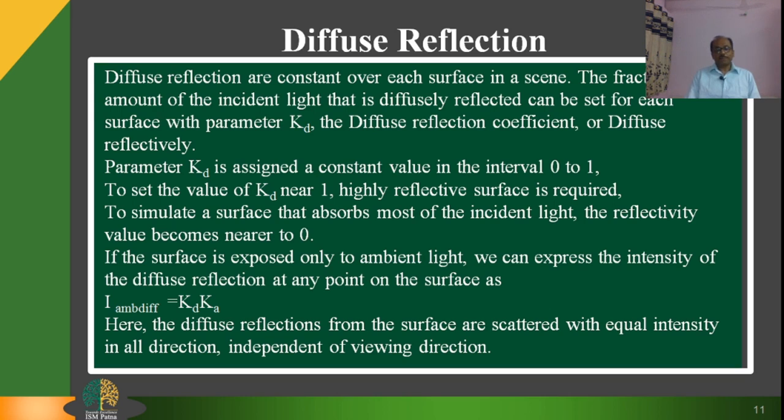If the surface is exposed only to ambient light, we can express the intensity of the diffuse reflection at any point on the surface as I_ambdiff equal to Kd multiplied by Ka. Here the diffuse reflections from the surface are scattered with equal intensity in all directions, independent of viewing direction.